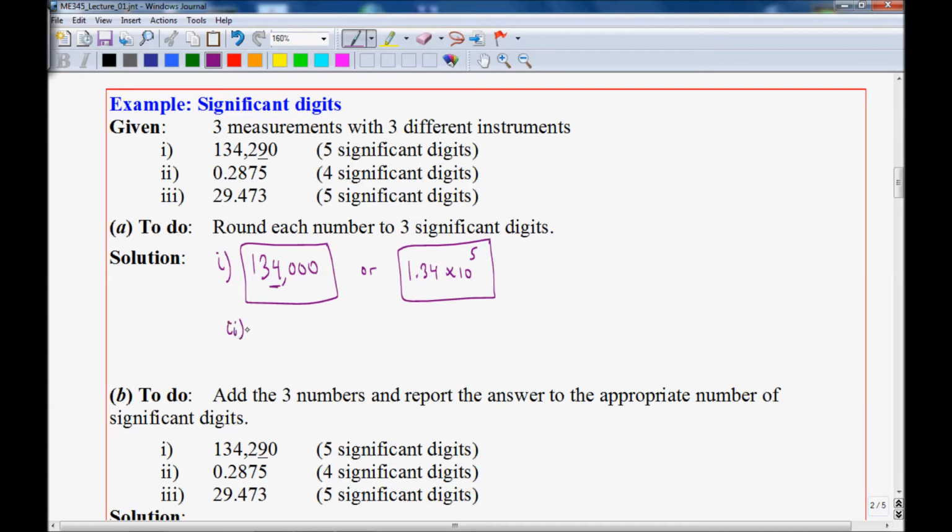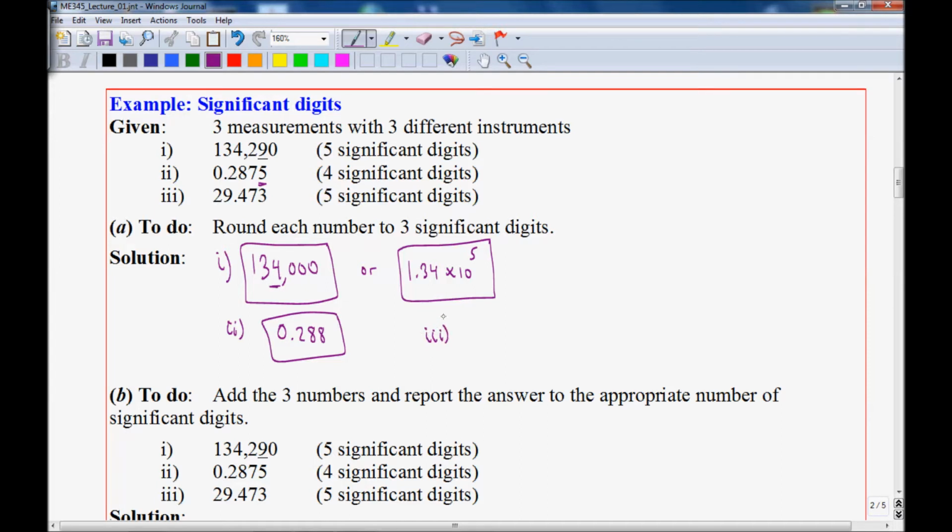Case 2, 0.2875. Since the 5 is the last digit, we want to round. And following our convention, we round up since the 7 is odd, so we would write 0.288 to 3 significant digits.